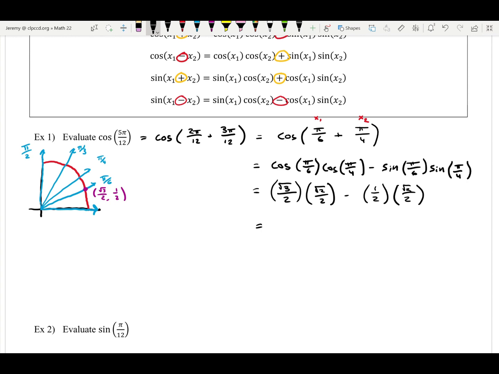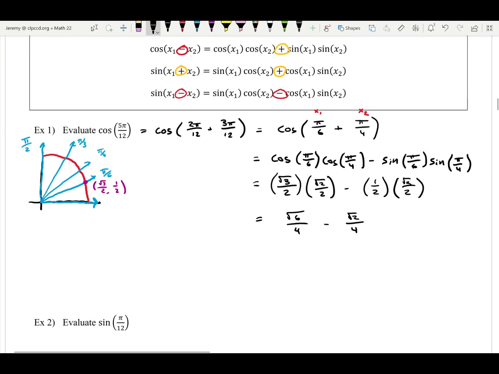And now I'll just simplify. I can multiply these fractions together straight across. I get root 3 times root 2, which is root 6, over 4, minus, and then in here I'll have root 2 over 4. And notice that I have common denominators here. I'm just simplifying at this point. I can take this difference and it's just root 6 minus root 2 over 4. I can put it over the common denominator.